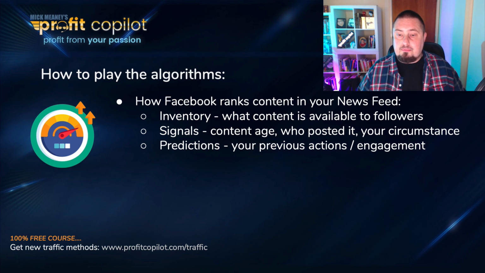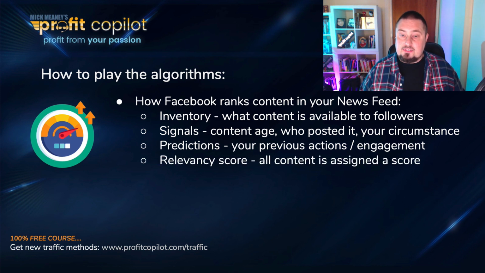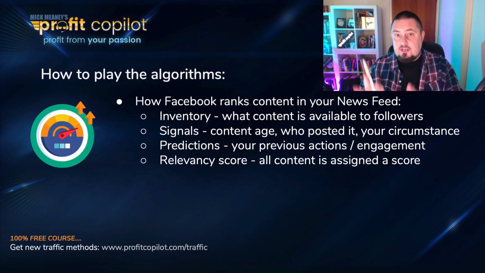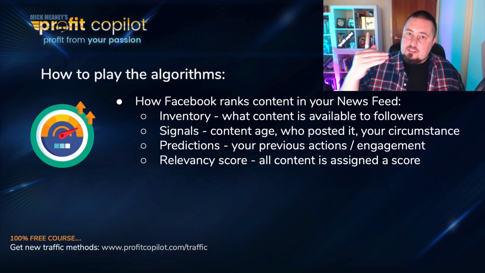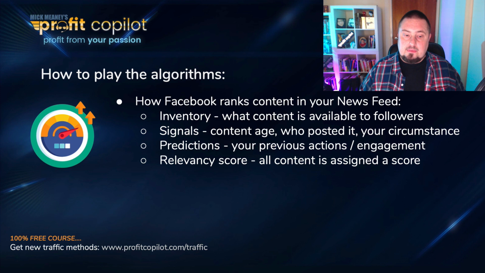It also uses predictions. So it looks at your previous actions and engagements, or your followers' previous actions and their engagements. And then it assigns a relevancy score to all the content that can be shown to you. And this score structures the content on the timeline or the newsfeed according to this relevancy score. So that's how it determines what to show to us and to our followers.